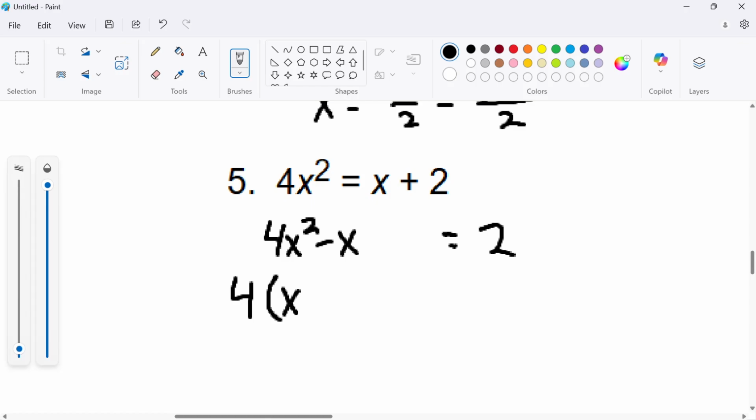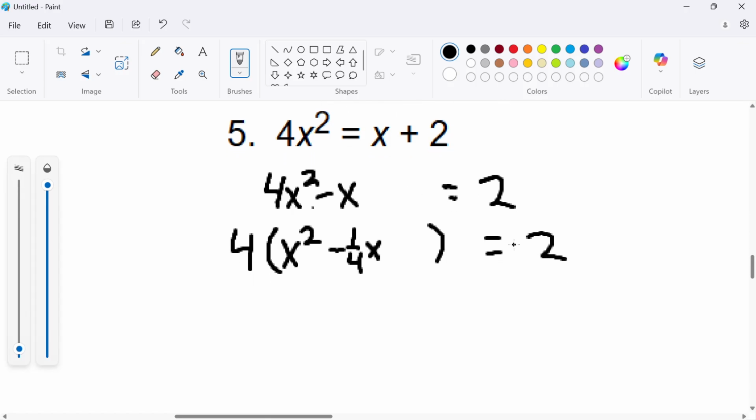What's left is x squared. 4x squared divided by 4 is x squared. And then this is negative 1x. Negative 1 divided by 4 is negative 1/4 x. And then equals 2. So now I need half of negative 1/4, which is negative 1/8. And I have to bring that 4 down. X minus 1/8 squared. And then negative 1/8 squared is plus 1/64.